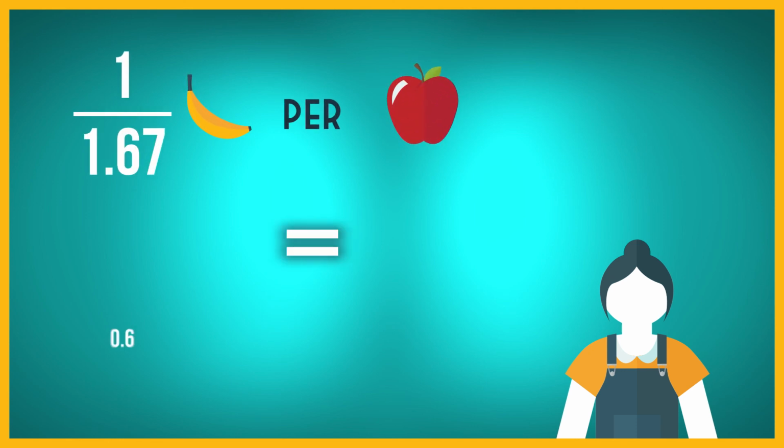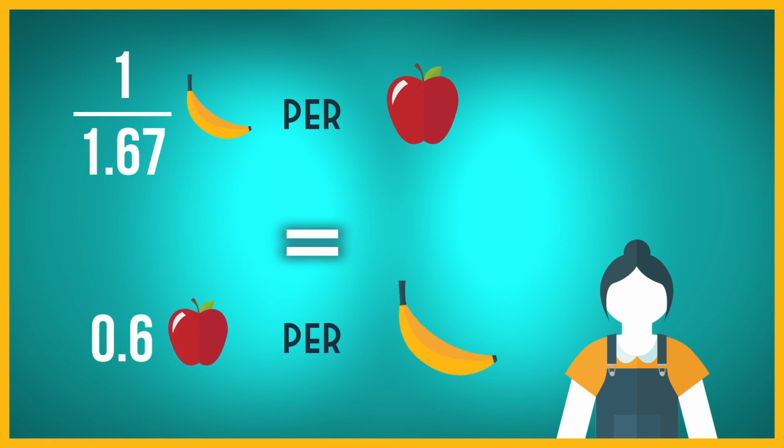Similarly, Lisa's opportunity cost of producing a banana is 1 divided by 1.67 bananas per apple, which is 0.6 apples per banana. Since 1 divided by a number decreases as the number increases, when Edward has the lower opportunity cost of growing apples, then Lisa must have the lower opportunity cost of growing bananas.